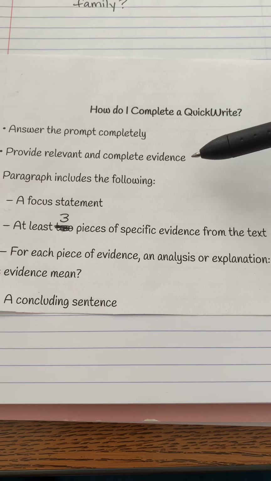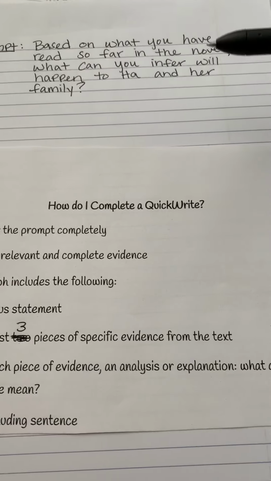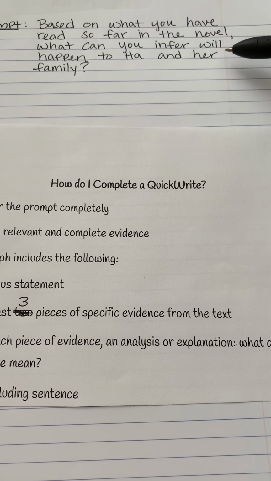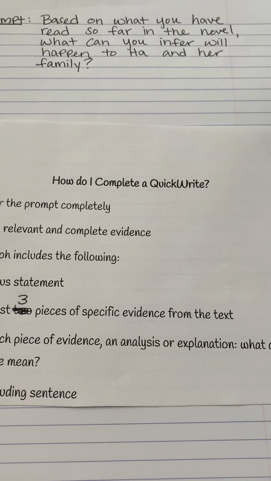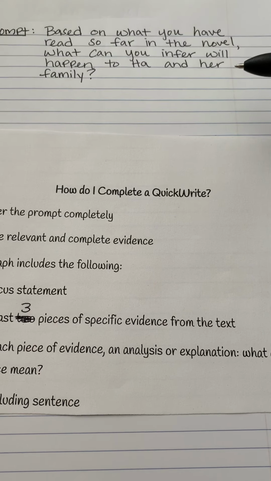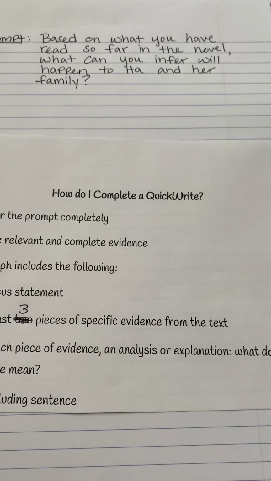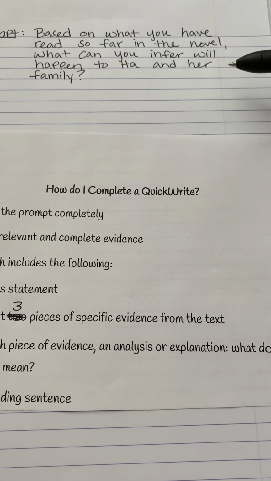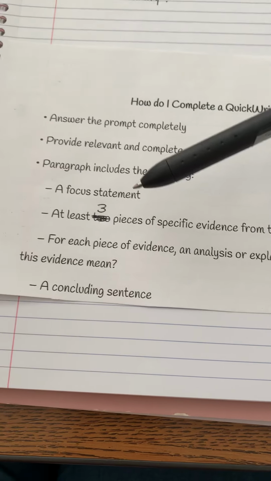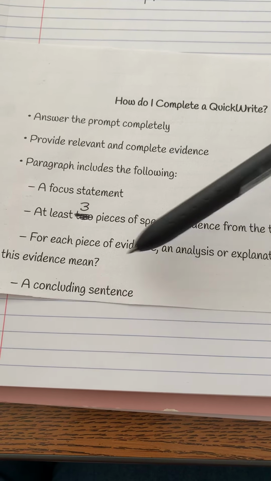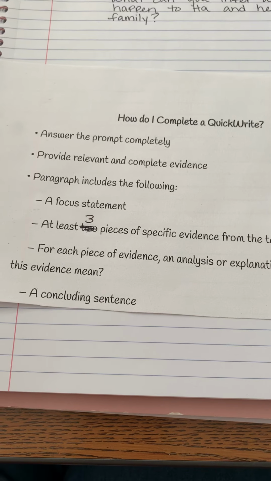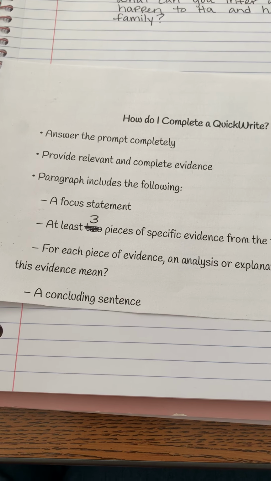So provide relevant and complete evidence. So in order to answer this question, you're going to use evidence from the text. So if you were one of the people who put down that you will infer that Hay and her family will have to move from Vietnam, you would use evidence from the text to prove that. And then, so this is just kind of like a short little outline for you to use when you're writing a QuickWrite, and all of your QuickWrites should be at least 5 sentences.